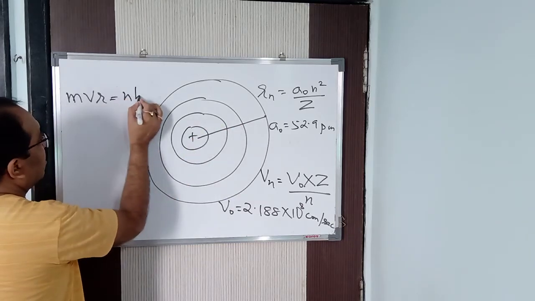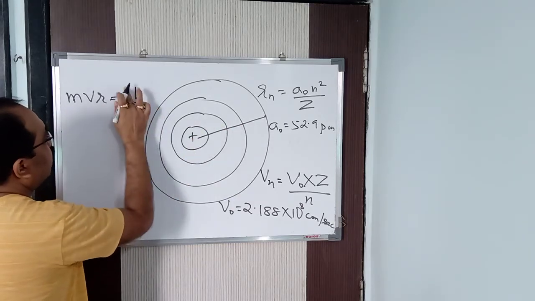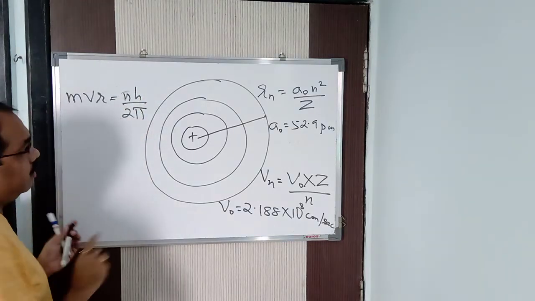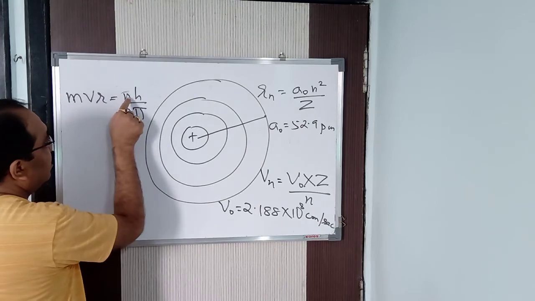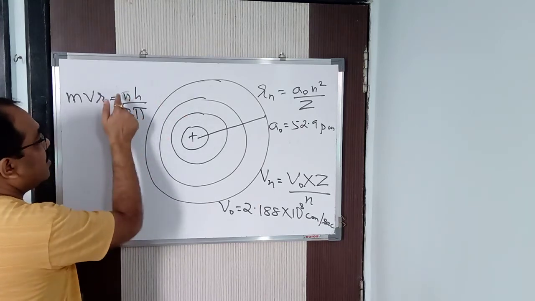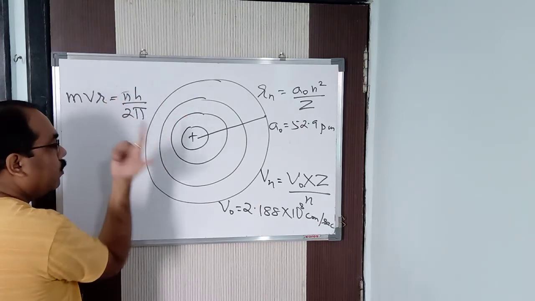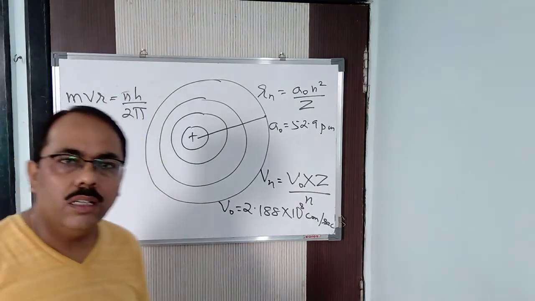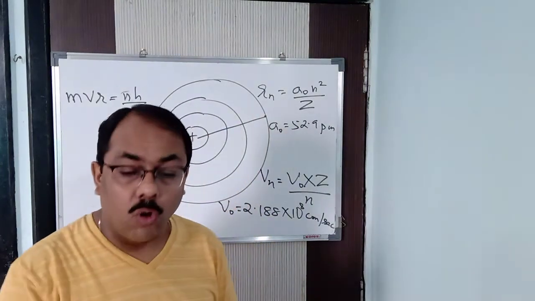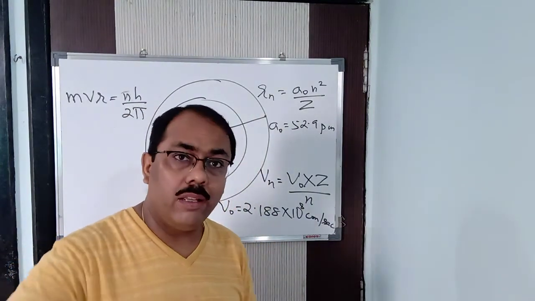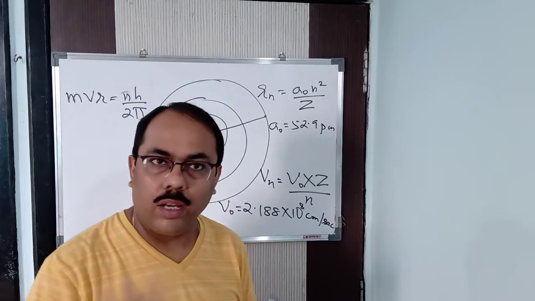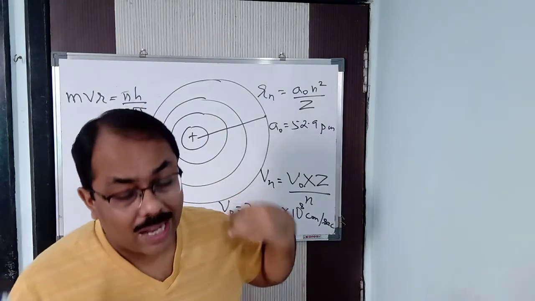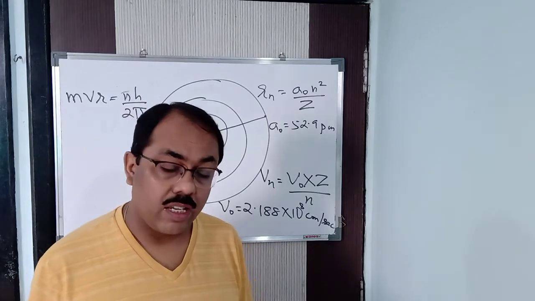So mvr, the formula is nh by 2 pi. For example, for the first shell, what is the angular momentum? n is 1, h by 2 pi. For the second shell, n is 2, 2h by 2 pi. For the third shell, how much is it? 3h by 2 pi. So how much is changing? In whole numbers it is changing. First is h by 2 pi, then 2h by 2 pi, then 3h by 2 pi. Understood? So just like energy, angular momentum is also quantized. It cannot have any value. It has a fixed value.